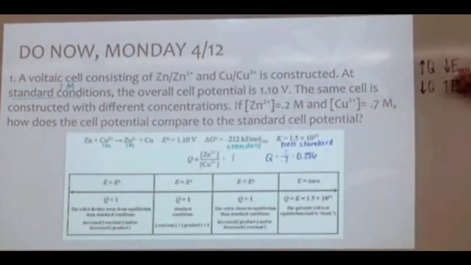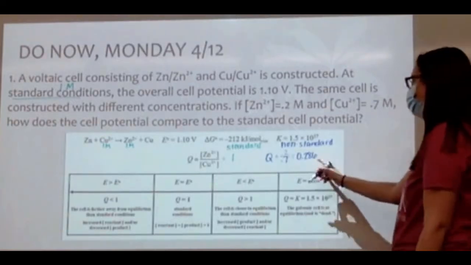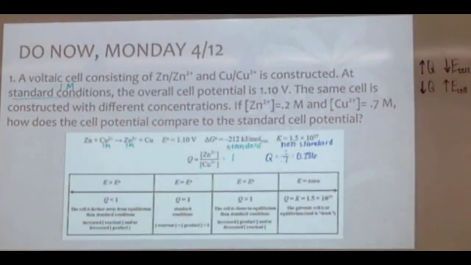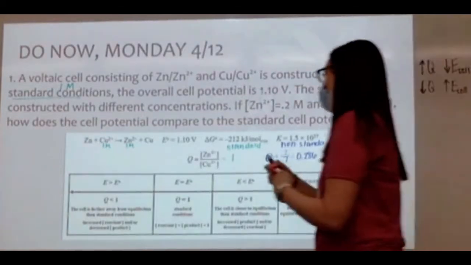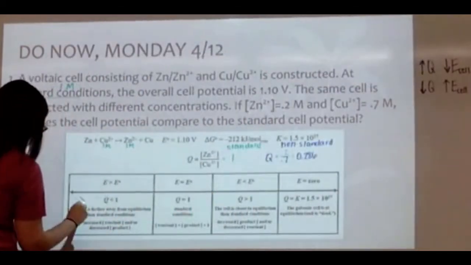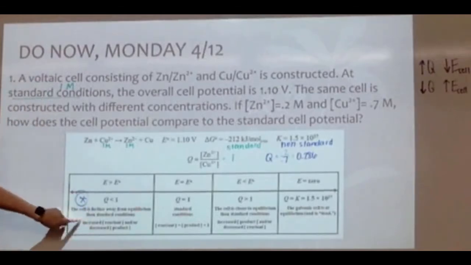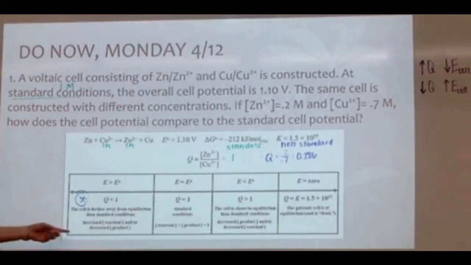I still have this up on the board from last week. If you increase Q, you decrease cell potential. If you decrease Q, you increase cell potential. So when we compare Q at non-standard conditions, we compare Q to 1. Looking down here, this cell goes along with Q is less than 1. When Q is less than 1, the cell is farther away from equilibrium than at standard conditions.